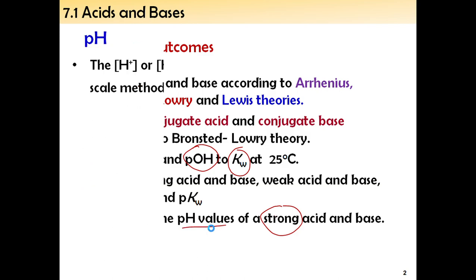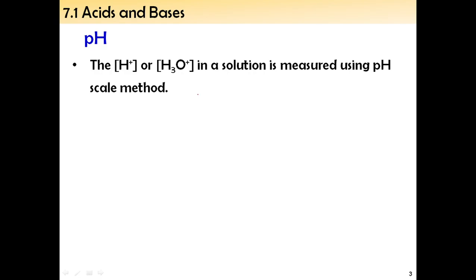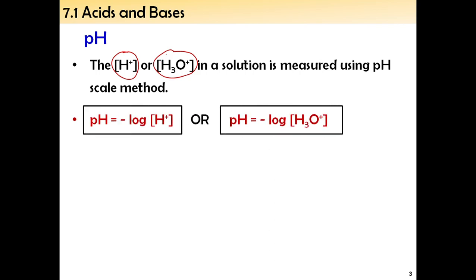Okay, so let's go first about the pH. The concentration for H+ or H3O+ in the solution is measured using pH scale method. H+ dan H3O+ adalah benda yang sama. Jadinya, untuk kita kira pH value, we can simply use this formula. Negative log H+ or negative log H3O+. Kenapa boleh jadi H+? Kenapa boleh jadi H3O+?